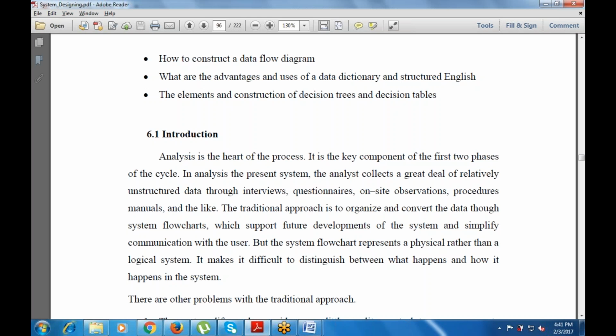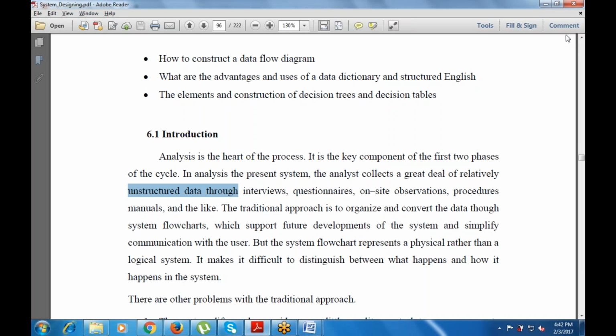When we talk about analysis, the system analyst collects a great deal of relatively unstructured data through interviews, questionnaires, on-site observations, procedure manuals, and so on. So these are the various systems used for the introduction of the data. The key component means the various components available with the key data.